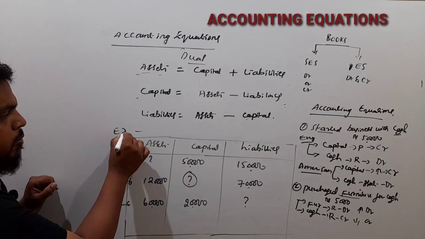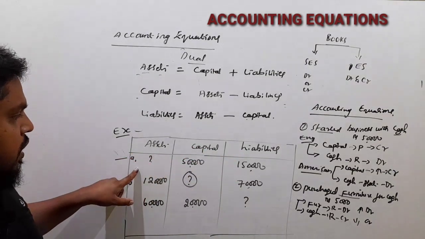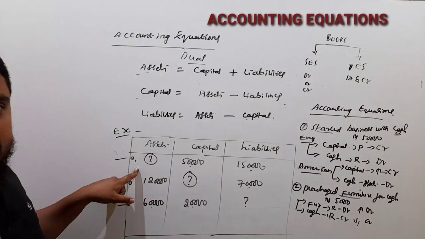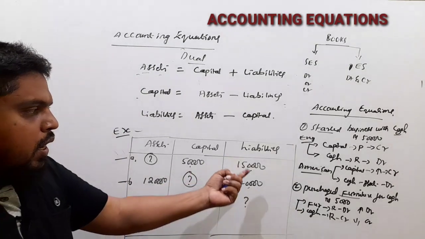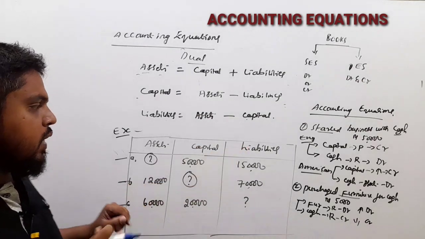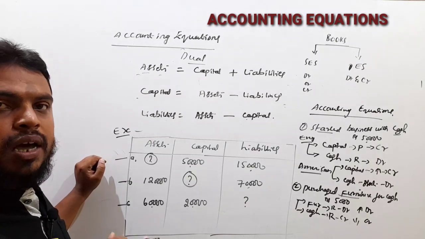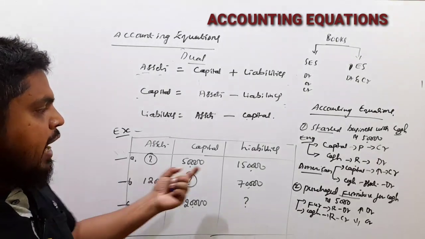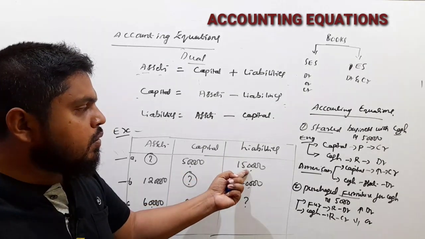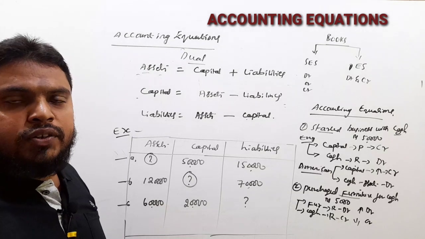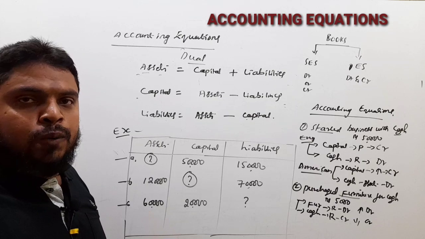Now, for example, assets, capital, liabilities. First, assets is missing information, that is, you have to find out the asset here. 50,000 capital and 1,50,000 is a liability. Assets means including all types of assets, tangible, intangible, current assets, fixed assets. Capital means the shareholders' fund, that is, the owner's fund, and liabilities means all types of liabilities, short term liabilities, long term liabilities, for example creditors, bills payable, bank loan.